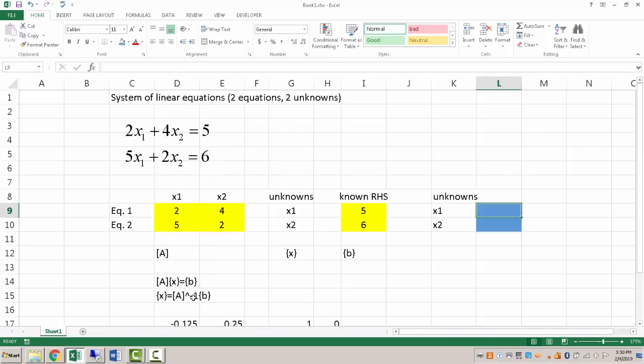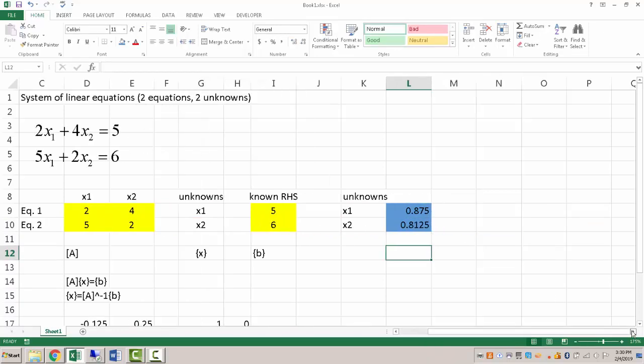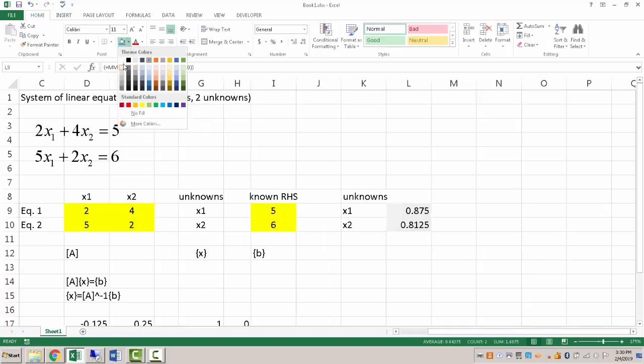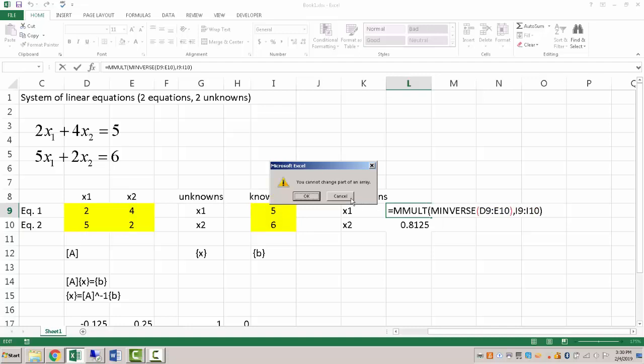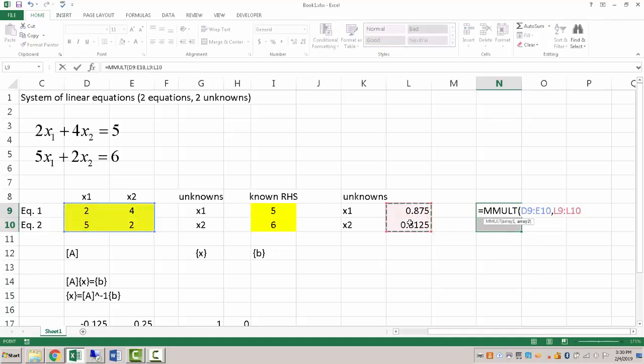If we want to just skip to the answer here, what we need to do is matrix multiplication of MINVERSE. We take the inverse of A and we multiply it by b and hit control shift enter. That's a little hard to see, so let me change the color. The equation looks like the matrix multiplication of the inverse of A times b, and this is our solution. We can verify it by doing matrix multiplication of A times our unknowns, and we should get our right-hand side 5 and 6, which we do.